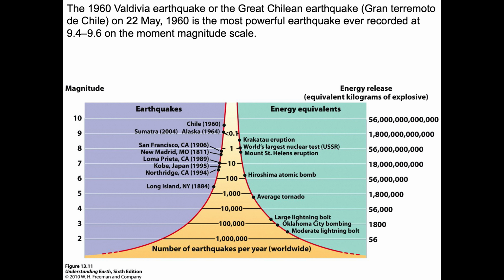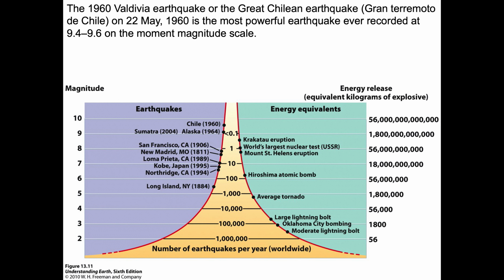More recently, the Loma Prieta, California earthquake in 1989. This disrupted the World Series at the time, which was being held in San Francisco. Kobe in 1995, also a very large earthquake. And Northridge, California, another well-known large earthquake. These are all larger than the atomic bomb dropped on Hiroshima. Another earthquake you probably haven't heard of that's famous is the Long Island, New York 1884 earthquake. Now this is significant because it's in New York City and because it's a fairly stable portion of the continent.